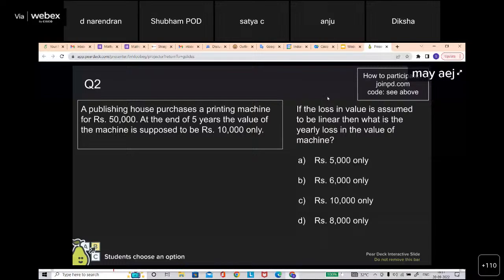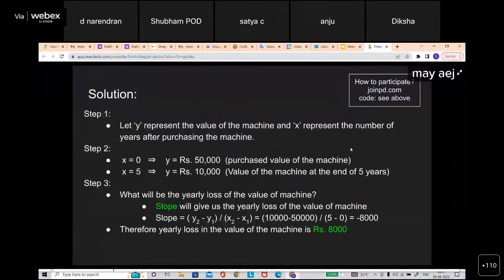Okay, so this is the solution. Here we can assume in the first step, let y represent the value of the machine and x represent the number of years after purchasing the machine. At the starting time, the purchasing time, x would be 0, because at that time you are purchasing, and y is the price of the machine, so 50,000.